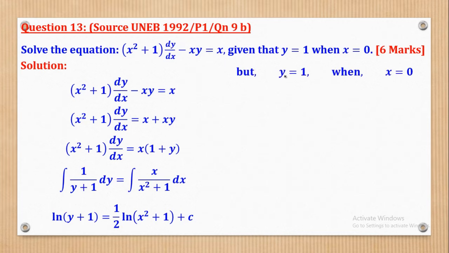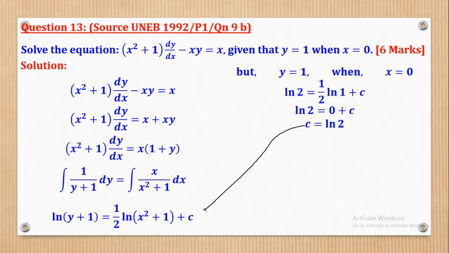But I already know that y is equal to 1 when x is equal to 0, so I'll come and substitute for y and x to be able to come up with the value of c. So the value of c will be, remember, ln 1 is equal to 0, that's why you see 0 there. So c will be equal to ln 2. Therefore, I'll substitute this c here to come up with a particular solution.